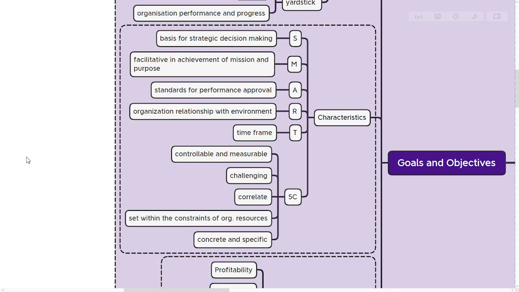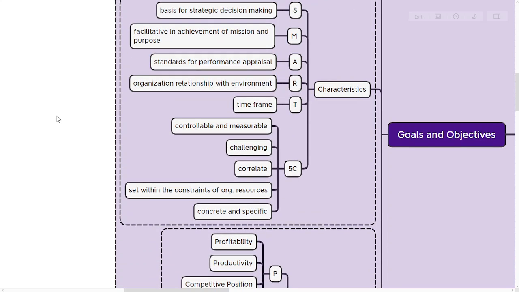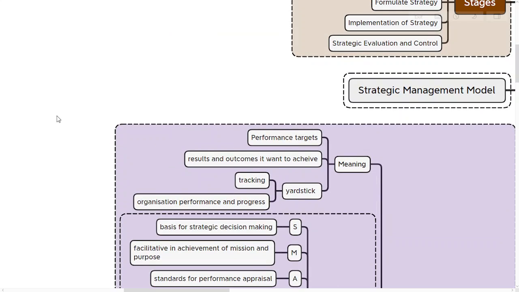A: standards for performance appraisal. It is appraisal here, not approval. Then the organizational relationship with the environment. Time frame. The 5Cs: controllable and measurable, concrete, challenging, correlated, and set within the constraints of the organization structure.